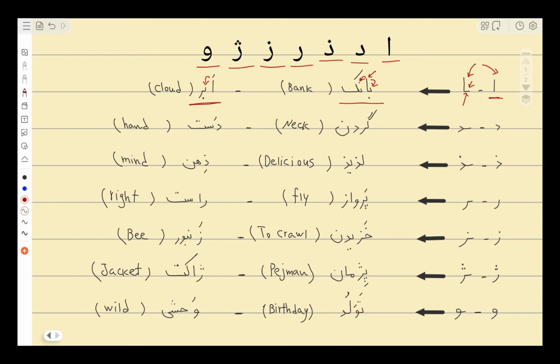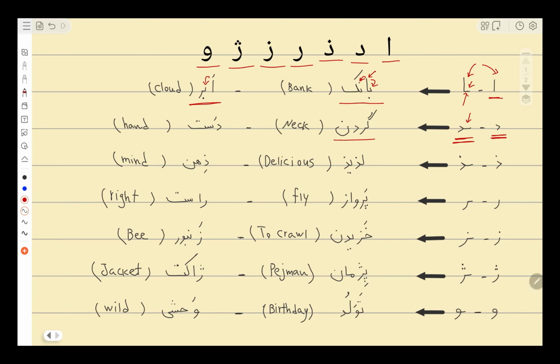The next letter is the letter Dal, and it also has two shapes. So the normal shape, which is the right one, and the left one is the connected version. So the connected version, just like Aleph, on its right side has this small line, which means that you can connect the letter to the letter that comes before it, so on its right side.